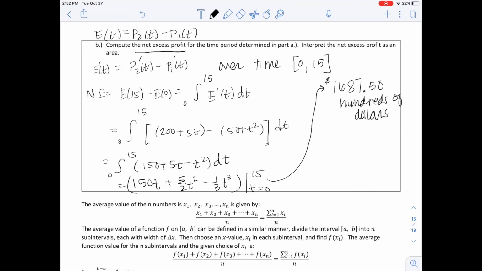We can also multiply this by 100, and we end up with the same amount, just written a little different. So 168,750, and this would be our excess profit. And this is the area between profitability. So it says interpret the net excess profit as an area. And this is the area that's between our two functions, that area between the profitability.